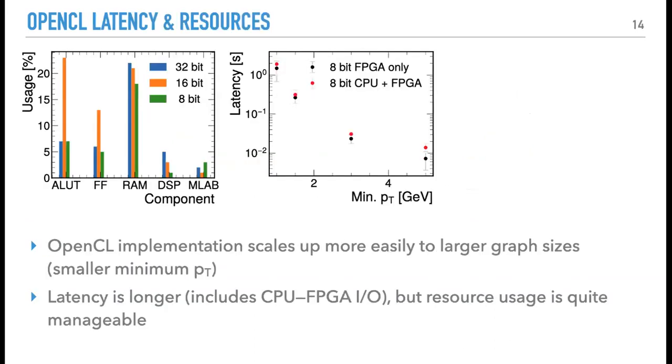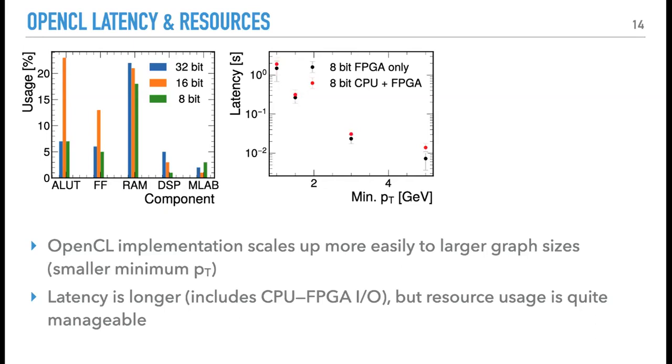So for this model implemented with OpenCL, you can see that it, in general, is able to scale up more easily to larger graph sizes. So in this case, you're seeing on the right the latency as a function of the minimum pT cut, and the number of nodes and edges depends very strongly on the minimum pT cut. So it goes down to 1 GeV, which is a much larger graph size than we've looked at with the HLS4ML implementation.